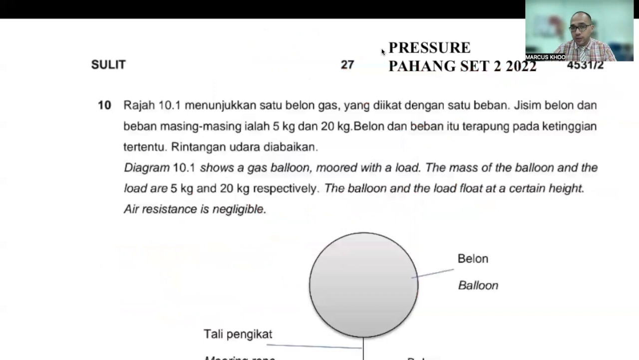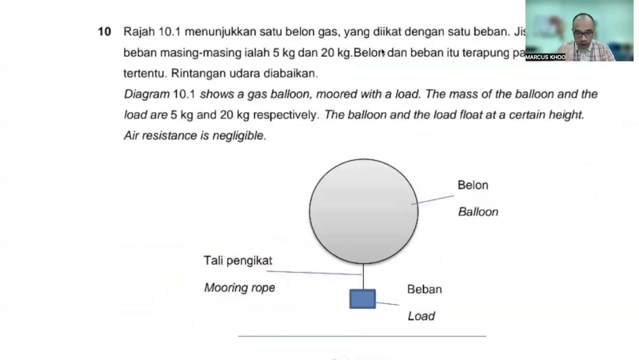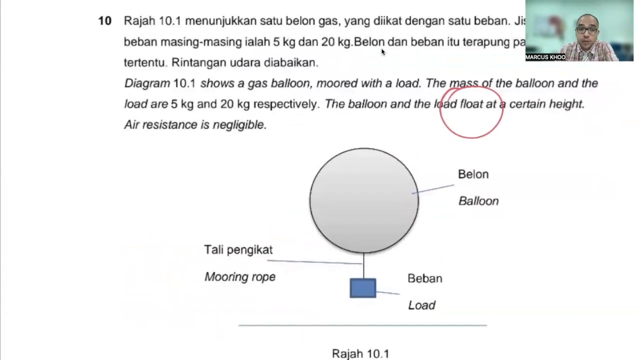Okay, let's go to the last question in this set. I believe it's the last question. Okay, so 10.1 shows a gas balloon moored with a load. Mass of the balloon and the load are 5 and 20 kg respectively. Balloon and the load float at a certain height, air resistance is negligible. When you talk about the word floating, obviously we're talking about Archimedes principle.